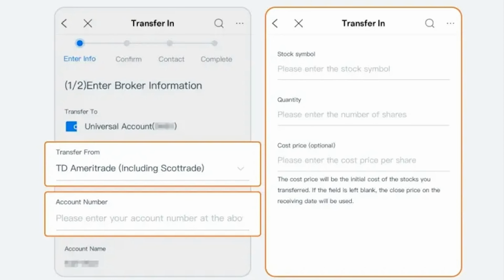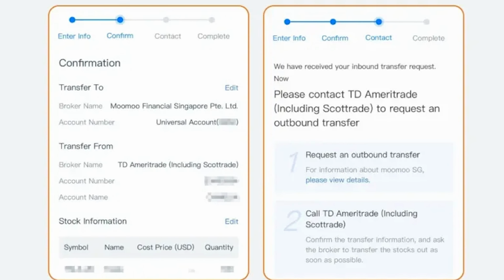And number 5, choose full or partial transfer. Yes, you can do partial transfer. Full transfer is very straightforward. You just type your account number and you should be good to go. Partial transfer will need a little bit more information depending on how much you want to transfer. Fill in the details and you're done. Right now, TD Ameritrade is a little bit overwhelmed, so I heard it can take as long as 2 weeks for it to process. Otherwise, it should be done typically within a week.